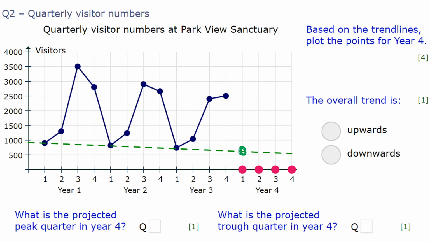Now let's do it for number 2. So now let's look at all the number 2s, which are this line and this line. And let's put a line through them. Something like that. Okay, sure. Now let's use this trend line to plot what quarter 2 will look like in year 4, which will be around here, won't it? Because it's following the trend line.